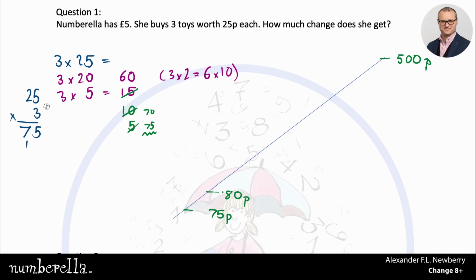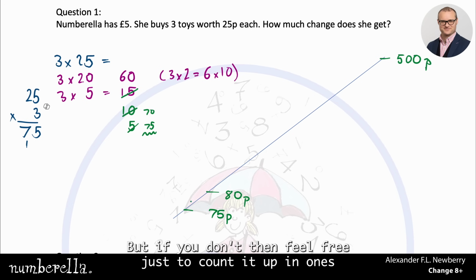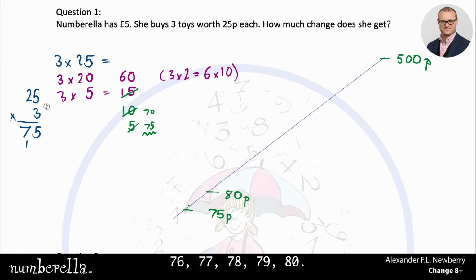Now, most people will probably know that that's 5 already by the time that they're 8 or 9, but if you don't, then feel free just to count it up in ones. 76, 77, 78, 79, 80, okay?